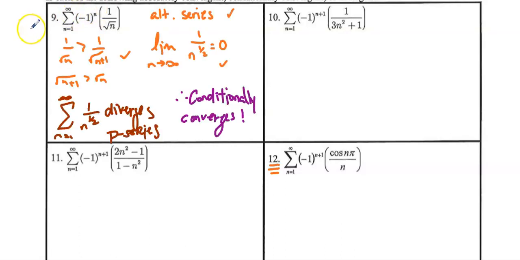Okay guys, here is the answer to question number 9. We wanted to check to see, first of all, if it was an alternating series. We plugged in 1, 2, 3, 4, 5. The series actually changes sign, so we know that it's the alternating series.